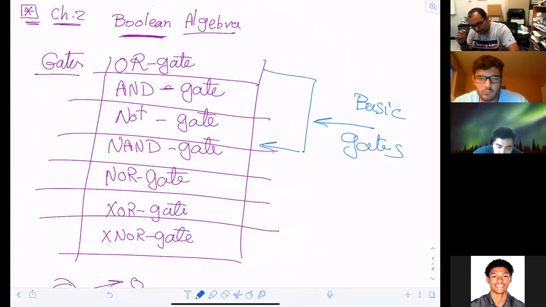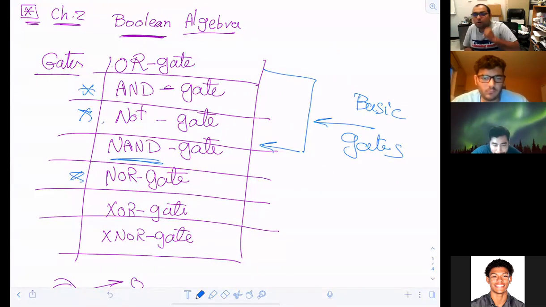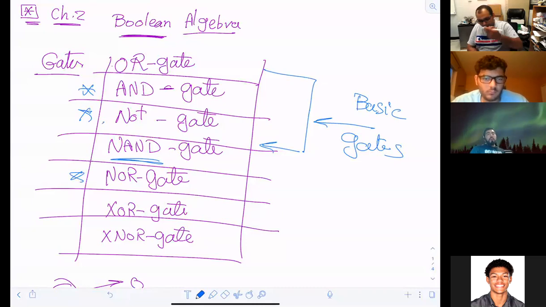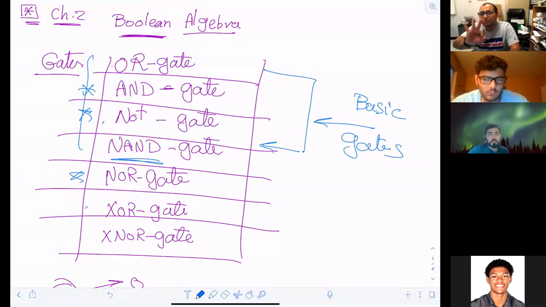Why? Because NAND is a combination of AND and NOT gates. NOR is a combination of OR and NOT gates. XOR is a combination of all of those guys. XNOR is also a combination of all of those guys. So if you fully understand OR, AND and NOT, you are set. And by the way, those three guys are the most important elements in Boolean algebra.